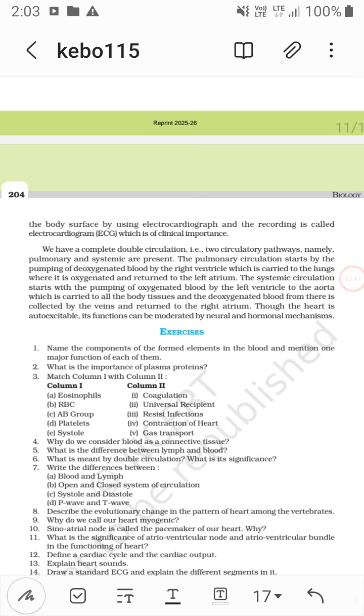Though the heart is auto-excitable, its function can be moderated by neural and hormonal mechanisms, right?